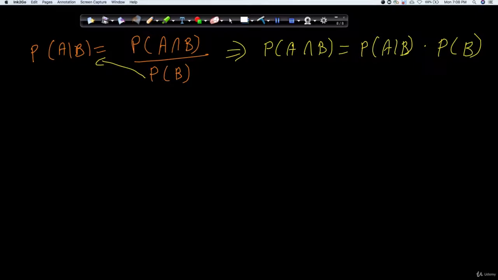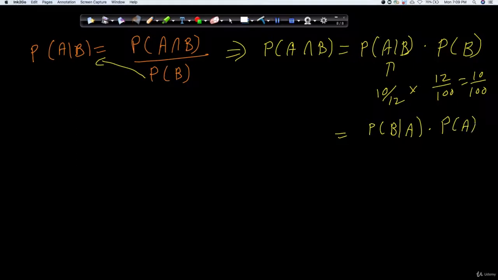There is no problem. Now let me ask you a question. What is the value of this? The value was 10 divided by 12, and this was 12 divided by 100, and we were getting 10 divided by 100 out of it, right? This is my output, probability of A intersection B. Now, if I define this term in a slightly different way, how about if I write it as probability of B given A times probability of A? Is this equivalent or not? Let's compute and check that.